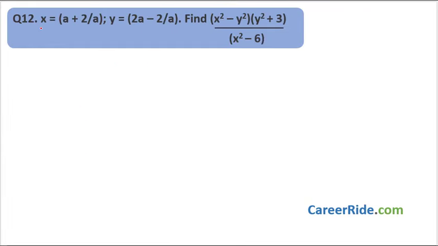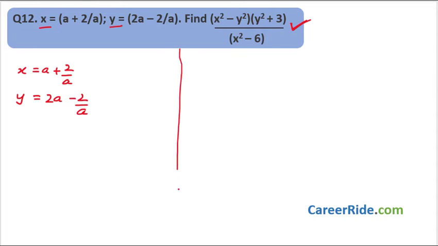Question number 12. x is equal to a plus 2 by a, y is equal to 2a minus 2 by a, and find the value of (x square minus y square) into (y square plus 3) divided by (x square minus 6). Again, a very easy question. All that you have to do is substitute the value. Okay, let us see how to do that. So what is given to me? x is equal to a plus 2 by a is what is given to me, and the other thing is y is equal to 2a minus 2 by a.